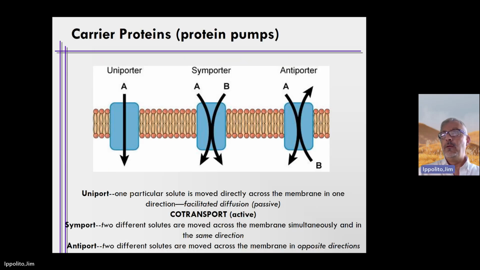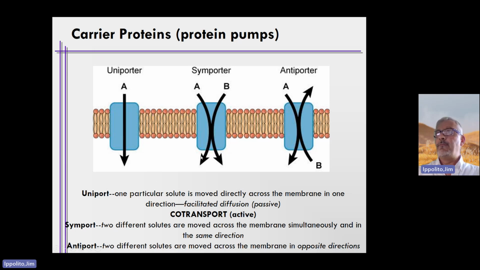So we've learned about uniporter or uniport mechanisms. The uniport in this picture is one particular solute or ion that's moved directly across the membrane in one direction. And this is facilitated diffusion or passive. This is passive, okay? And this mechanism is what we described, and the word diffusion makes this a little confusing, but this uniport, where you have passive uptake, describes nutrients that are taken up via root interception, mass flow, or diffusion.